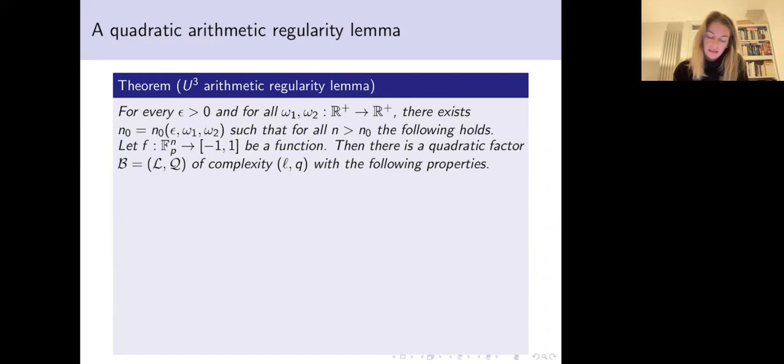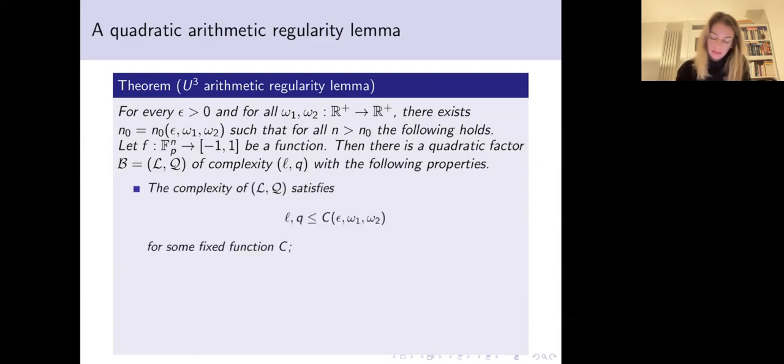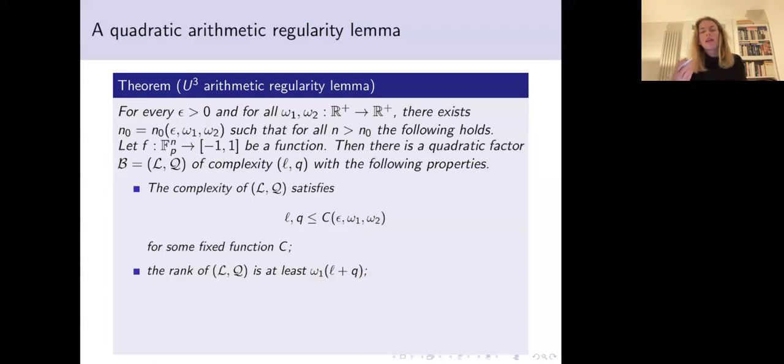It says that given any function from F_p^n into [-1, 1], there's a quadratic factor of some complexity with the following properties. So we said it'd be desirable for this factor to have bounded complexity. That means to consist of a bounded number of parts. That is, you can indeed ensure that. We also said it would be desirable for the rank of this factor to be high. That actually turns out it needs to be high relative to the complexity. So you need to be able to choose any function omega-1 of the complexity of the factor to be able to work with the factor afterwards.